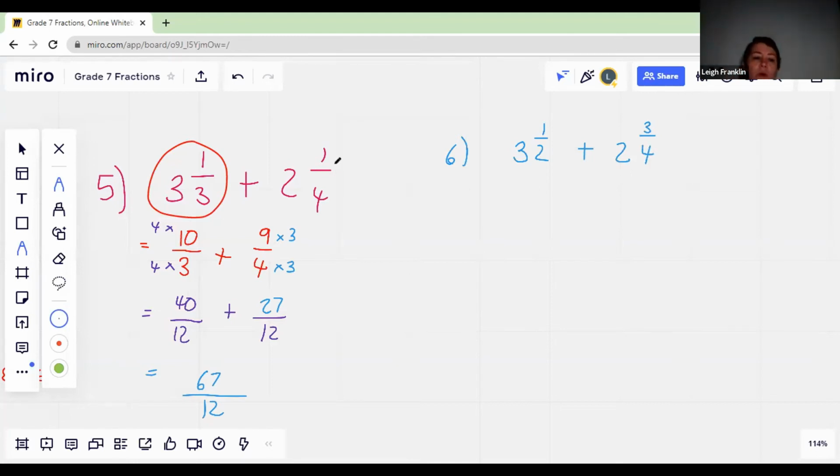Okay, you try that one. Try number 6. And I want to see if you can maybe try and do it this way, like the example on the left in number 5, because that's what they're going to expect you to do next year.